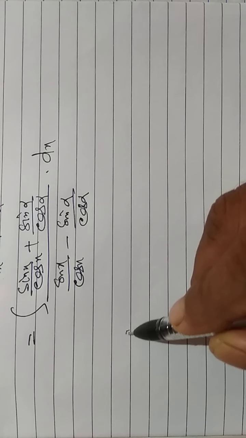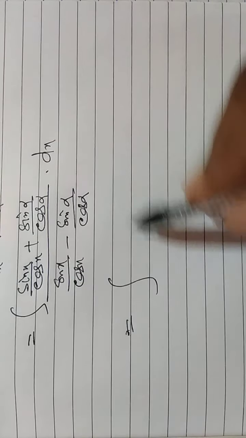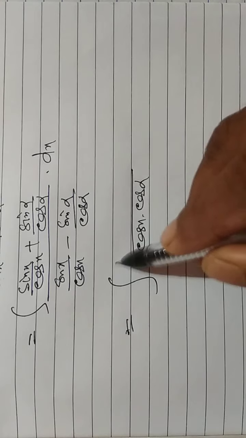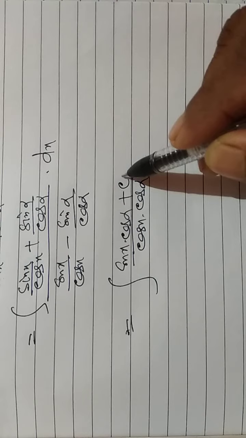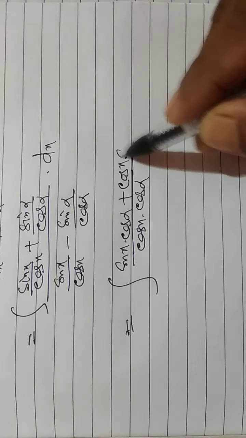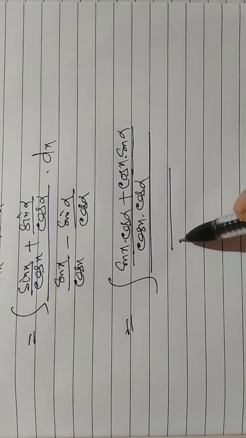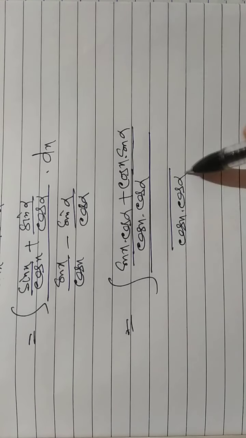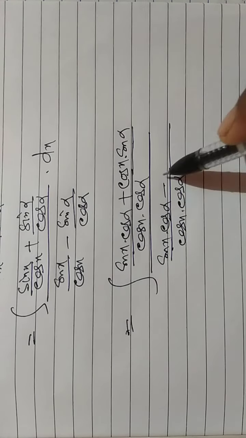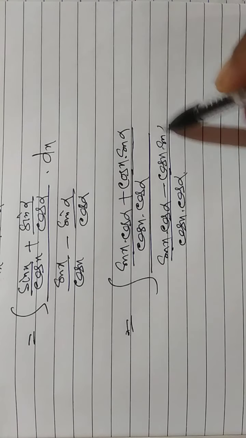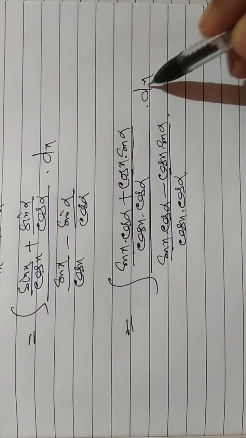And that is equal to integration taking LCM, that is cos x into cos alpha, that is sin x into cos alpha plus cos x into sin alpha, total divided by, again that is cos x into cos alpha, that is sin x into cos alpha minus cos x into sin alpha, into dx.